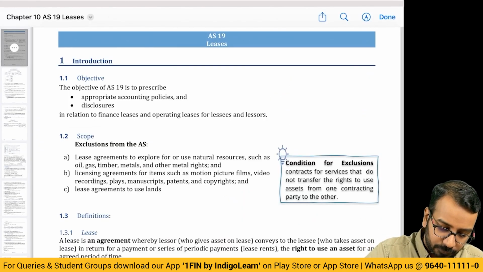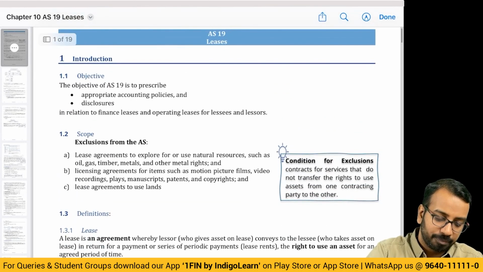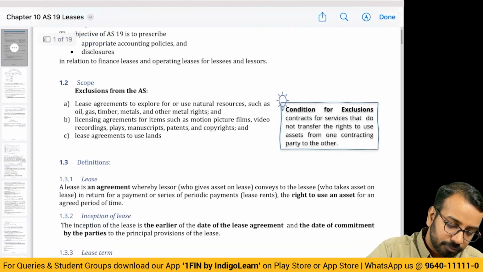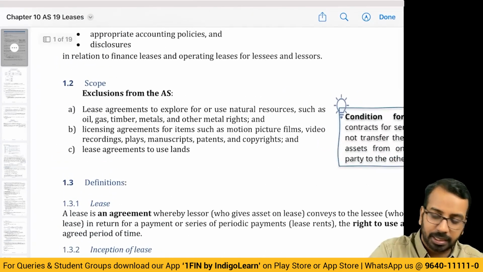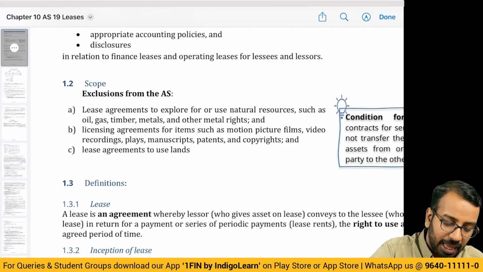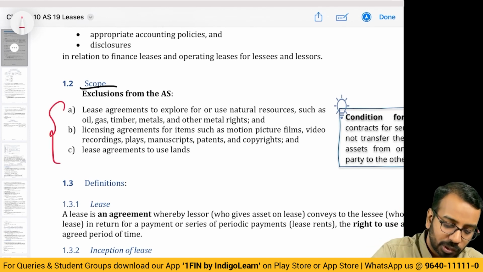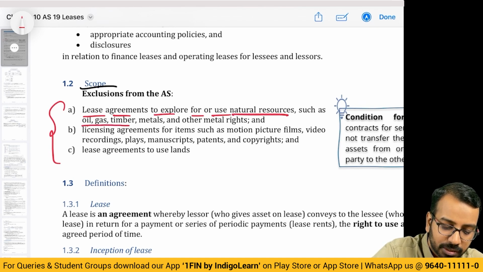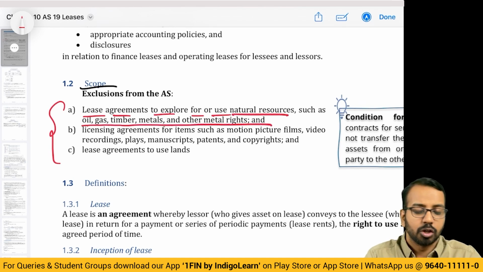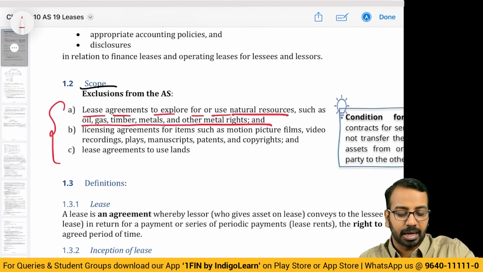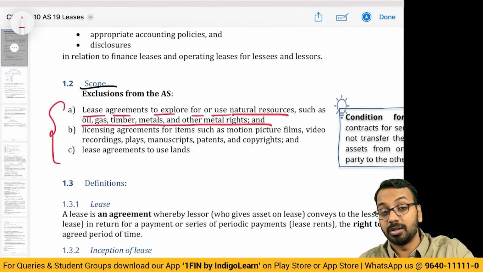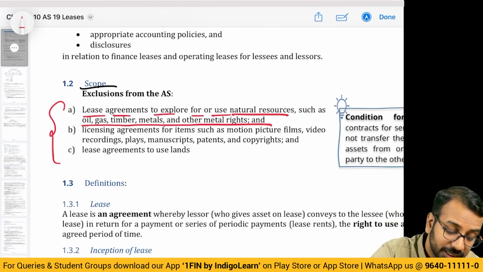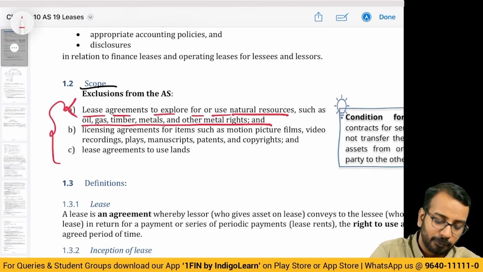Some formatting issue, but anyways. When it comes to Accounting Standard 19, as far as the scope is concerned, some items are excluded. What are the items excluded? Lease agreements to explore for or use natural resources such as oil, gas, timber, metals and other mineral rights. So if you are taking a mining contract or exploring natural resources, oil resources and all of that, that is excluded from AS 19.